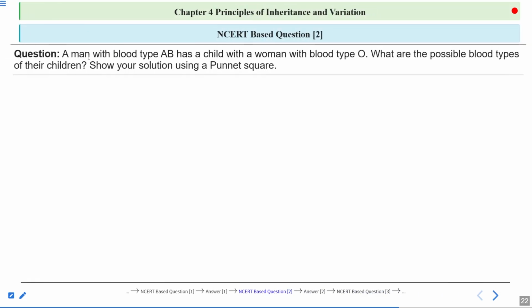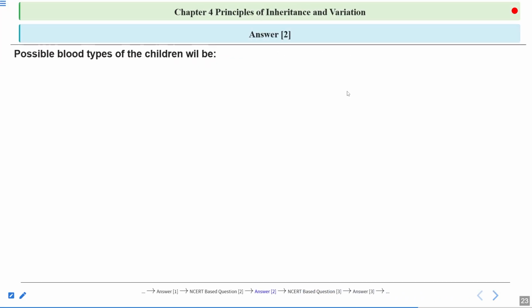Next, a man with blood group type AB has a child with a woman with blood type O. What are the possible blood types of their children? You have to show your solution using a Punnett square. So what will be the answer here? What will be the possible blood types of the children when the father's blood group is AB and the mother's blood group is O? What will be the answer to this question?